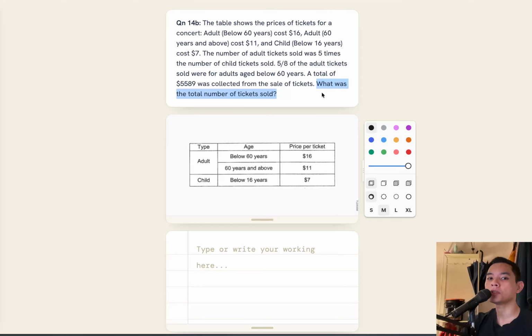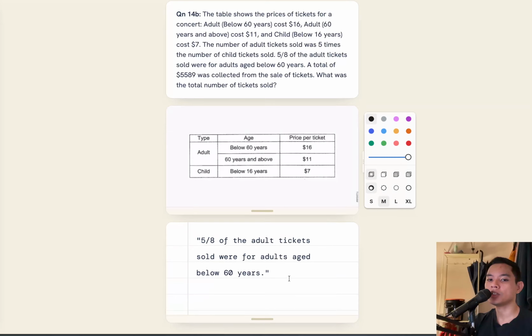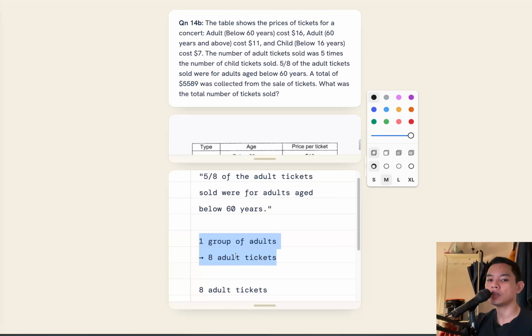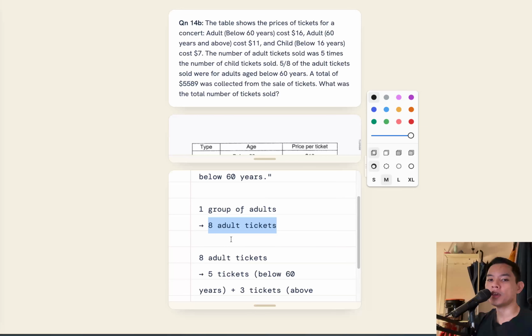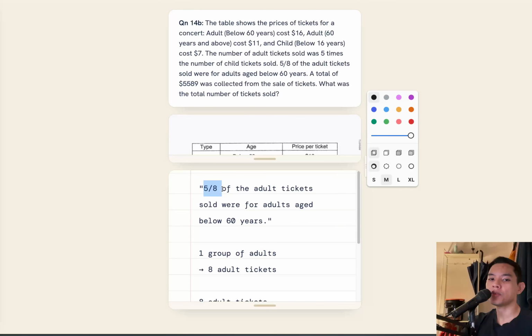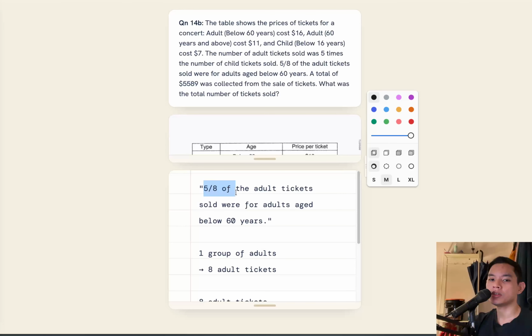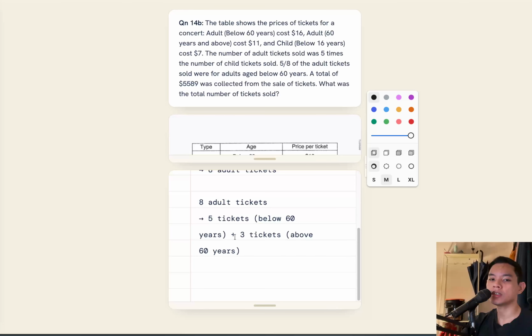So part B, what was the total number of tickets sold? So from the statement, 5 out of 8 adult tickets sold were for adults aged below 60 years old. So in this case, what I want to do is to have one group of adults as 8 adult tickets. Because from the fraction it says 5/8, right? So 8 adult tickets is basically 5 tickets that is below 60 years, because it says here 5/8 is below 60 years. And then 3 tickets is above 60 years.